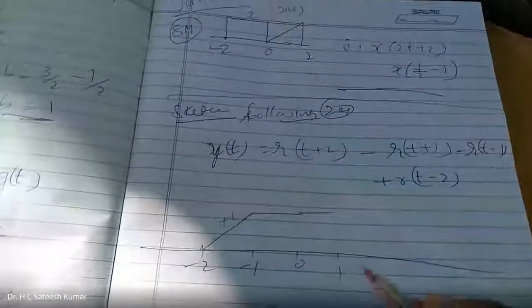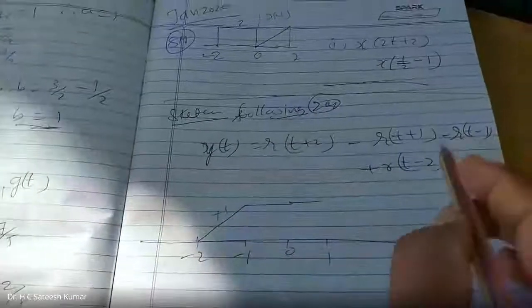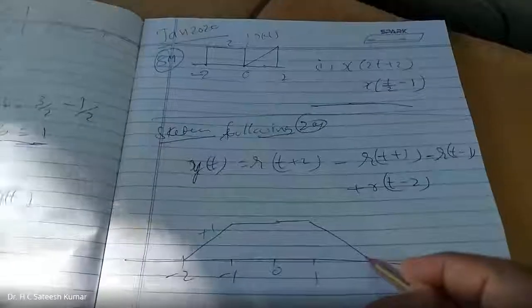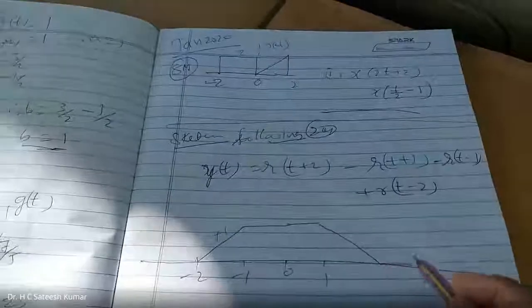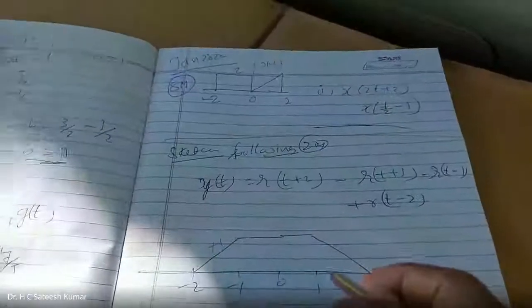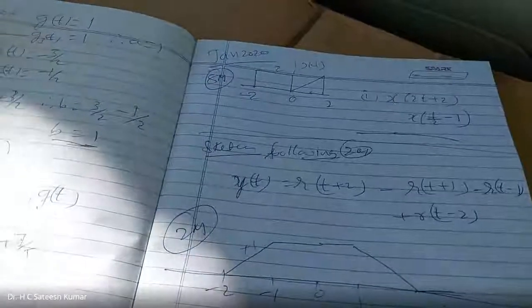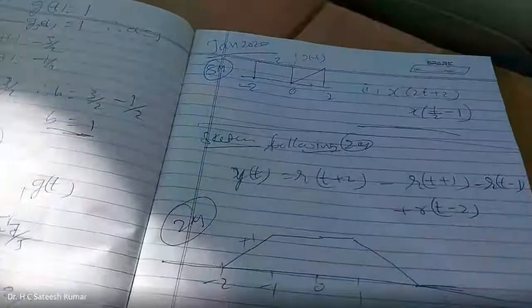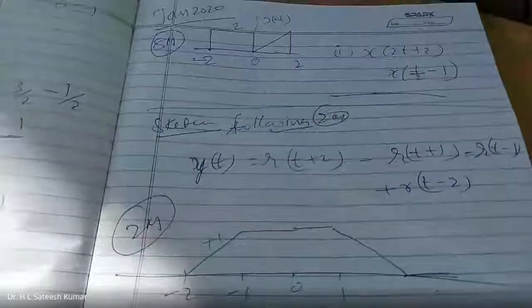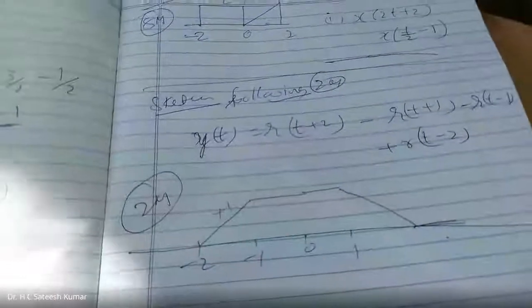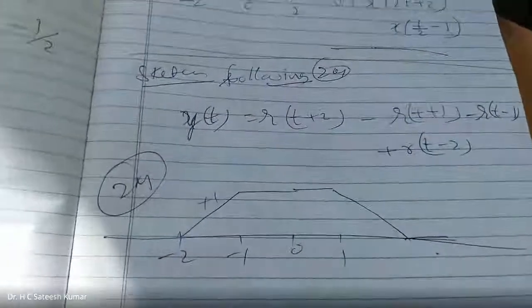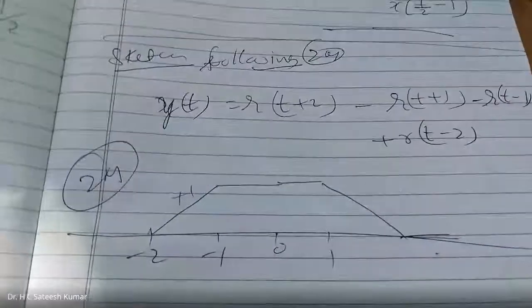At 1, there is a negative slope, it comes down. And at 2, plus slope, minus 1 plus 1, it becomes 0. That's it, 2 marks for this. It is there in my notes, you can check it out. Same problem I did. This also came from my notes. One more problem.